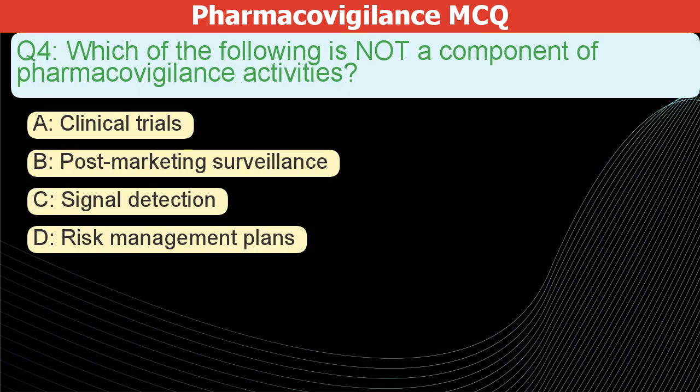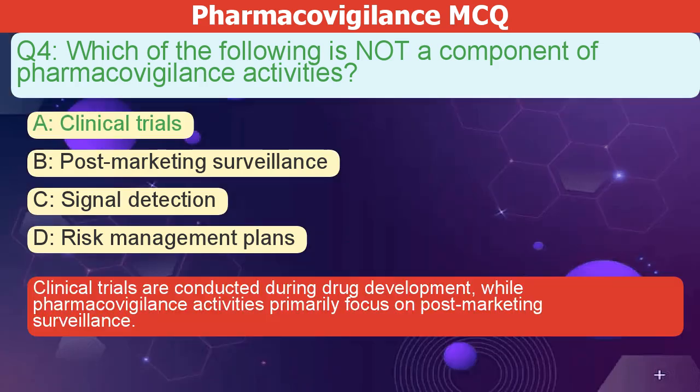Which of the following is not a component of pharmacovigilance activities? A. Clinical trials. B. Post-marketing surveillance. C. Signal detection. D. Risk management plans. The correct answer is A. Clinical trials are conducted during drug development. Pharmacovigilance activities primarily focus on post-marketing surveillance.